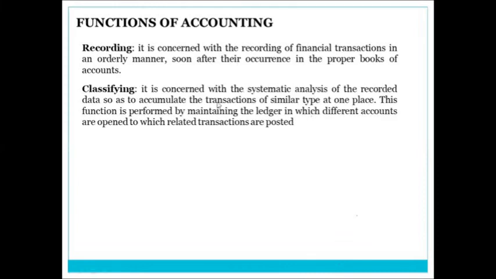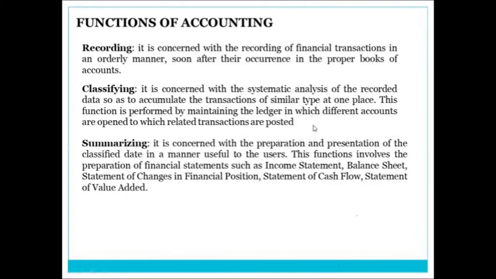And then we also have the classifying. It is concerned with the systematic analysis of the recorded data, so as to accumulate the transactions of similar type at one place. This function is performed by maintaining the ledger in which different accounts are opened to which related transactions are posted. So after recording, we need to classify. After we record those transactions to the journal, we need to classify them with the next step, which is the ledger. So ang ledger ang magclassify kung what kind of account this will be posted. So sa classifying, we are using the ledger. These accounting books, the journal and the ledger, will be discussed once we reach Accounting 2 or the FABM 2.